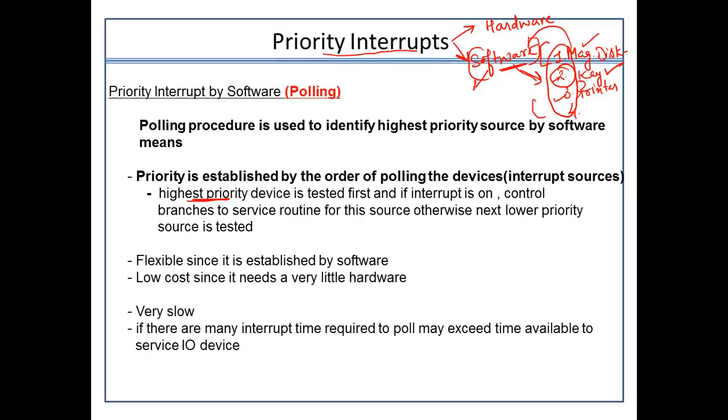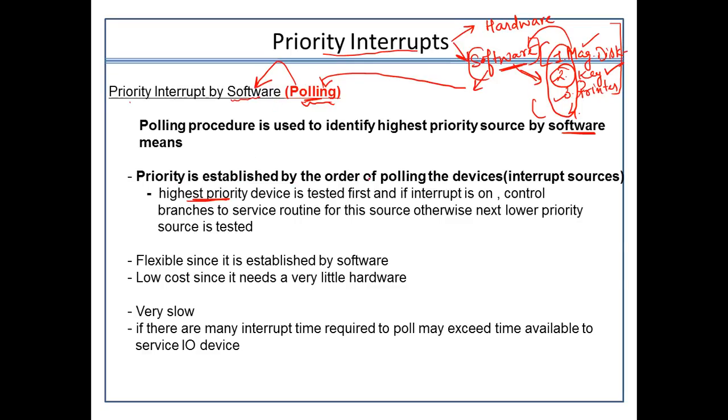This software based priority interrupt procedure we call polling. Polling is a technical term used whenever the priority interrupt is taken care of by the software. As I have already described here, let's have a little more idea about the characteristics of working with this priority. The polling procedure is used to identify the highest priority source by software means. So whenever the term polling comes, the only thing you need to remember is that it is related to the software part.